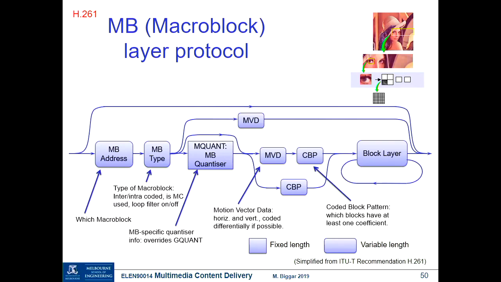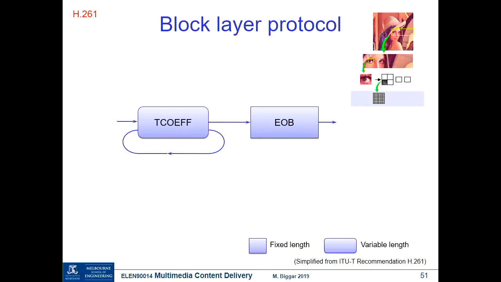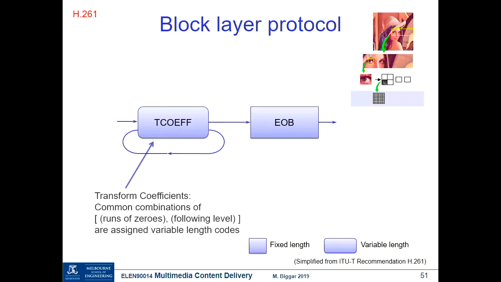And then we get down to the actual blocks themselves, the 8x8 blocks, and we simply send the transform coefficients until we get to the last non-zero component, and then we say end of block. So this is the zigzag thing again. Okay, that's been a little bit fast, but I hope it made some sort of sense.